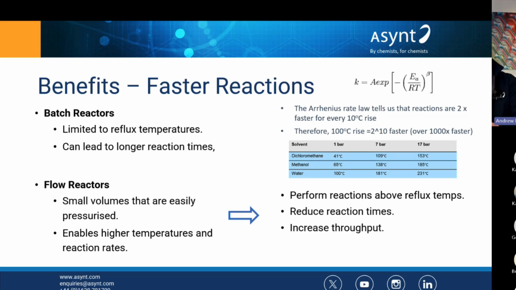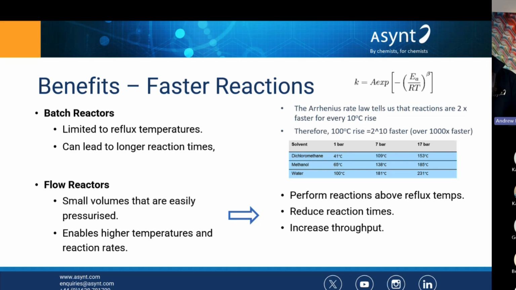And if we try to scale that up as well, we need bigger, more expensive stainless steel pressure reactors. In a flow reactor, we're typically looking at smaller volumes. We'd be looking at tens of milliliters on a lab scale. So that means they're really easy to pressurize. We can add a back pressure regulator, much as we would do with an HPLC system, and we can pressurize that environment. And if we can pressurize the environment, we can take our reaction mixture above its reflux temperature. It enables higher temperatures. If we get higher temperatures, we can increase the activation energy and hopefully reduce reaction times.